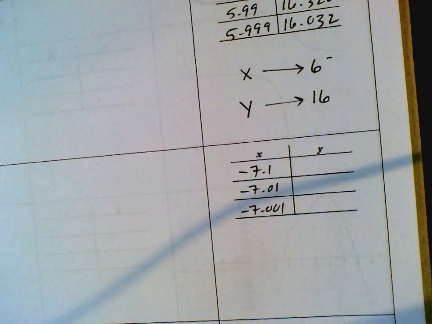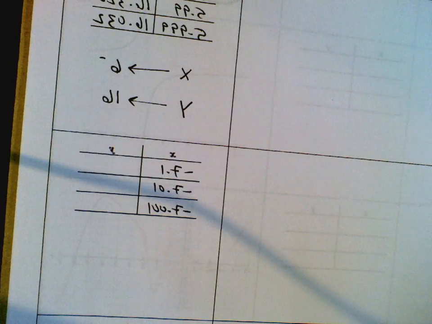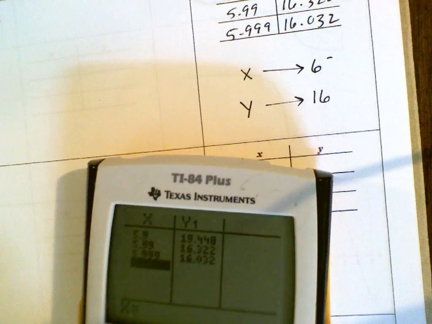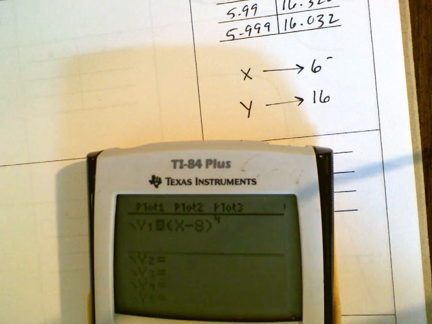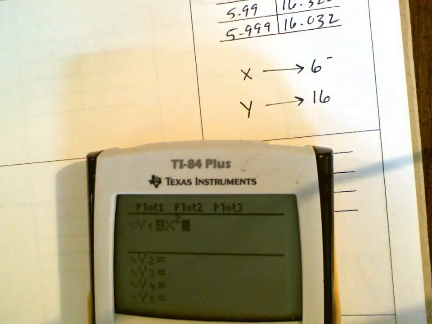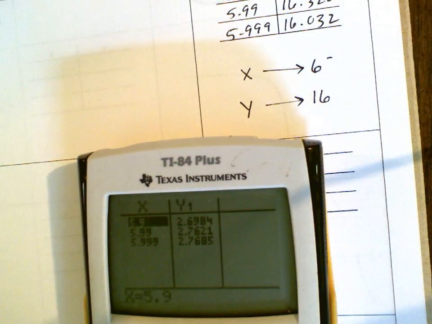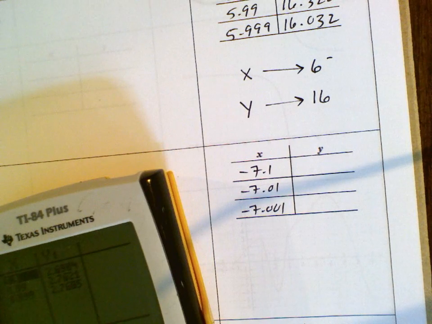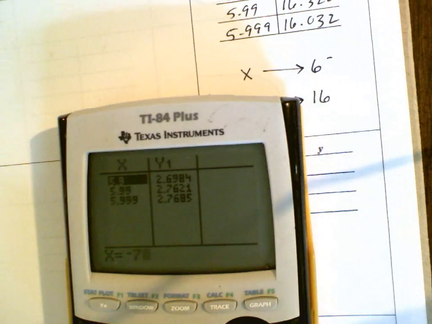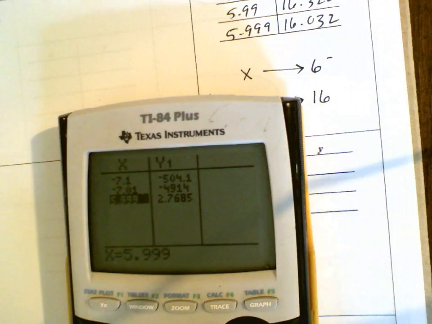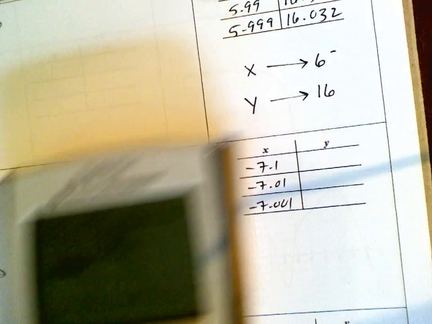And now I'm going to do the same thing I did before. So here's my calculator. I'm plugging in my function, x squared over x plus 7, close parentheses. I'm going to my table. Now I still see all my old values, but that's okay, I can just type right on top of them. So I'm going to type those values in: negative 7.1, negative 7.01, negative 7.001.